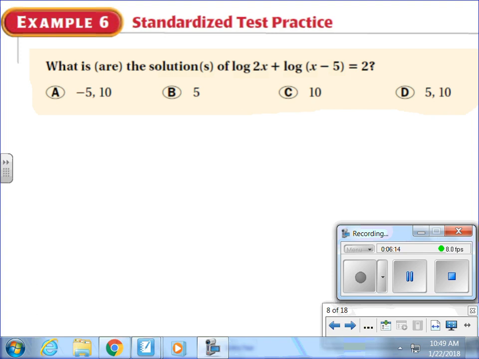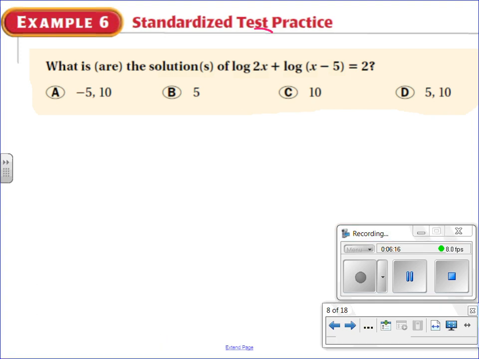So my goal here is to get these condensed down into a single logarithm. Do you know what property we can use to do that? Not the leapfrog. Good guess.